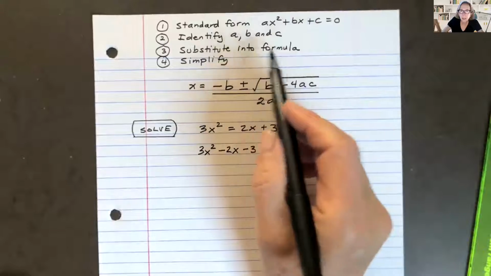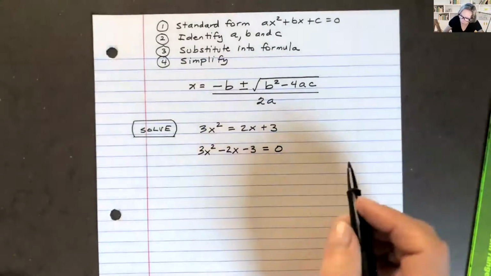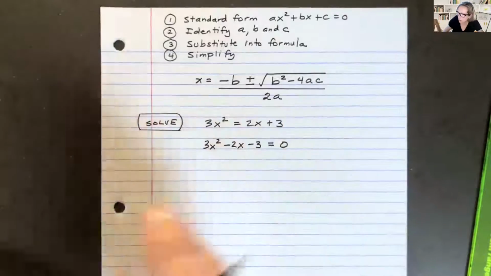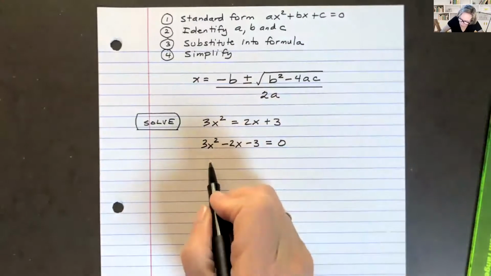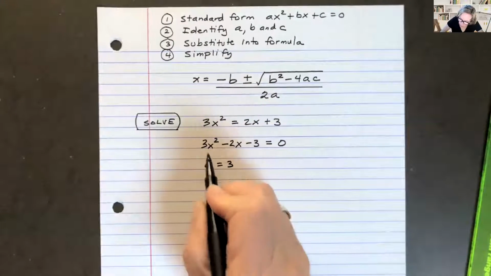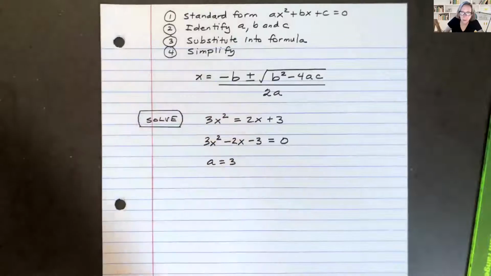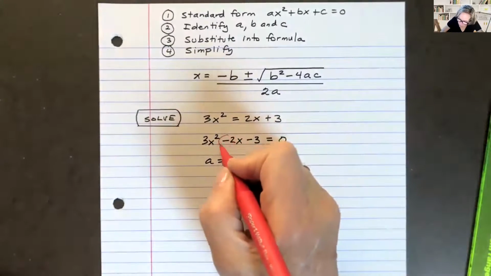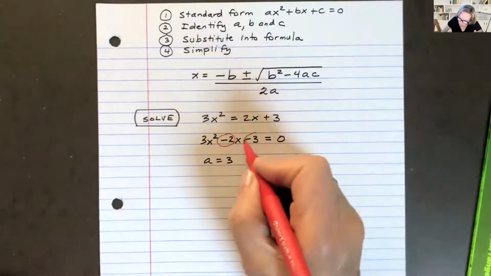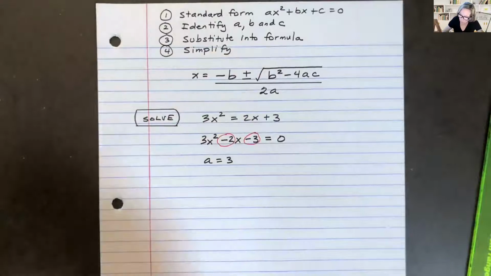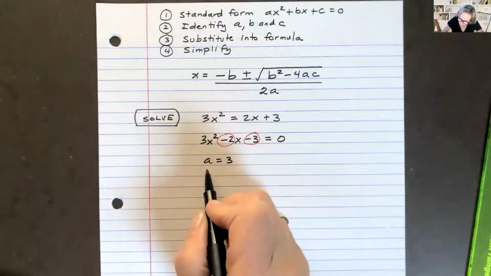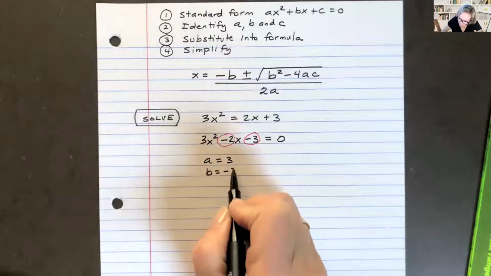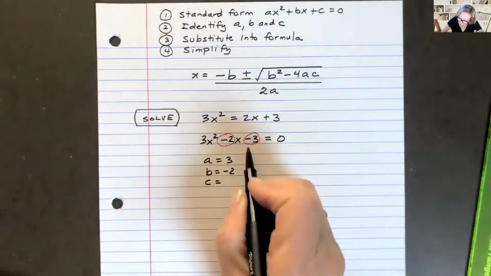So I can identify the a, the b, and the c. Got to be very careful with this and pay attention to your negative values. In this, a is positive 3 right here. The b is negative 2, which is the coefficient of the middle term, the x to the first term. So b is negative 2, and c is negative 3.